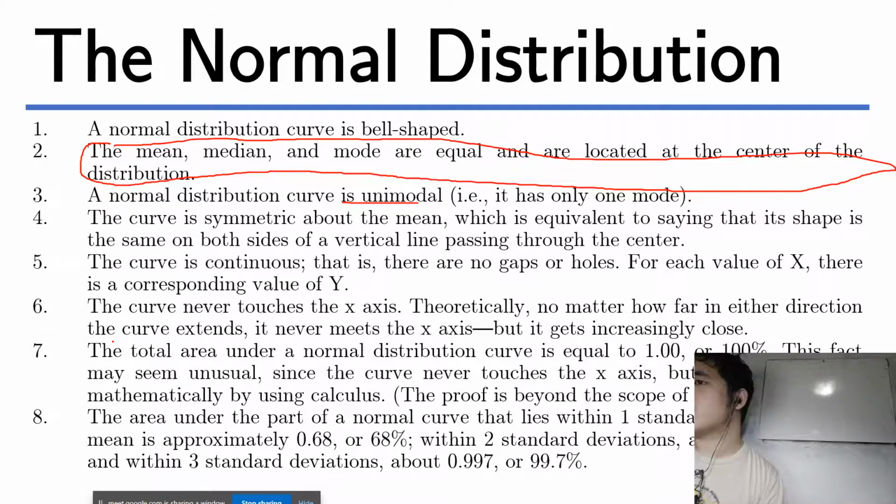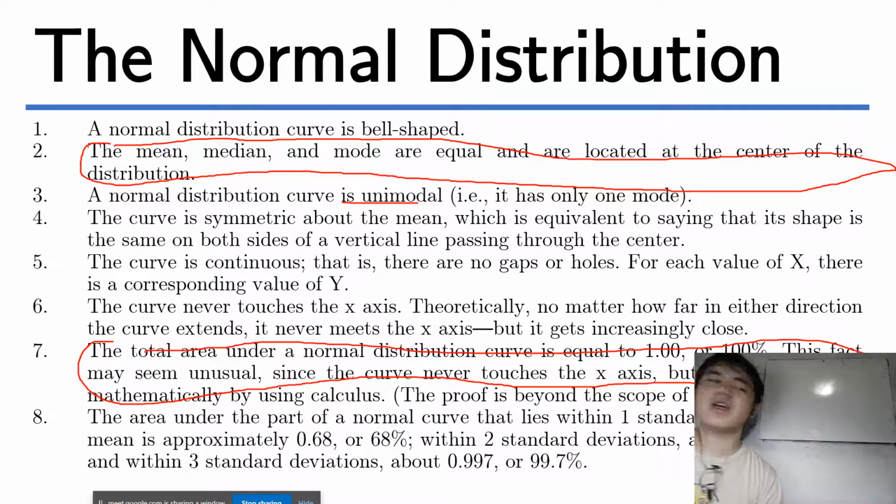The total area under the normal distribution curve is 100%. Remember I said in probability that the total probability is 1 or 100%. Same here, the total area is 100%. Okay? This last fact, here it is.